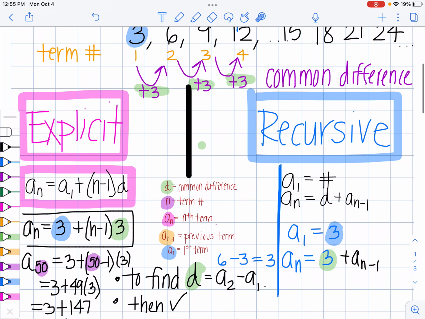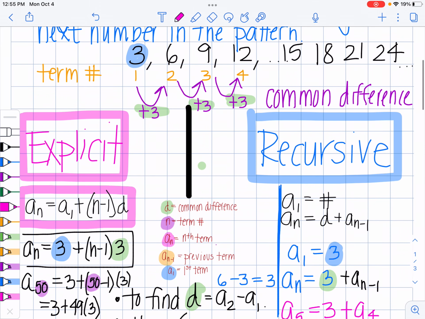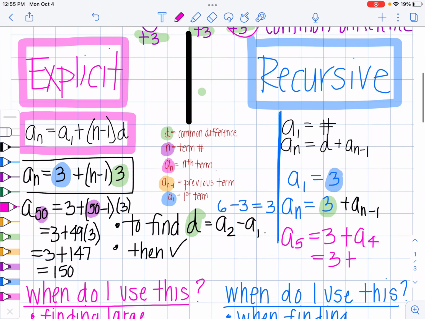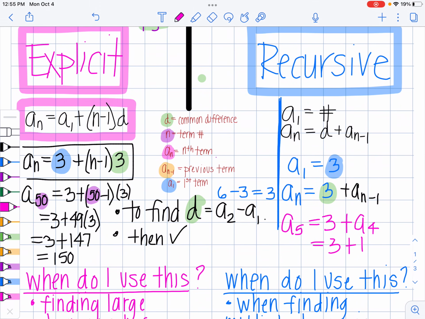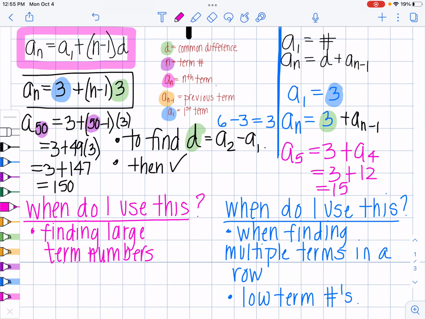How the formula works, though, if I said I wanted to find a sub 5, I take 3 plus my 4th term. And my 4th term, if you look up here, is 12. So what's 3 plus 12? 15. So when would I use this formula? Well, if they wanted me to find multiple terms in a row, I would use it. I would also use it if they wanted me to find a low term number.